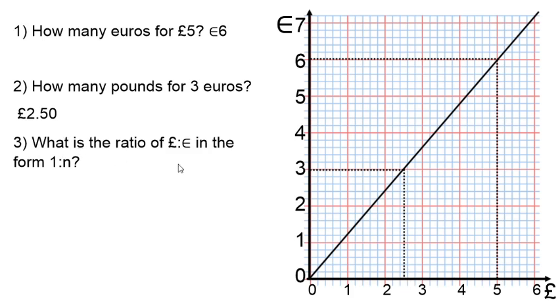Next one, what is the ratio of pounds to euros? So use your biggest conversion. I know it's 5 to 6, so if we divide both sides by 5 there to make that 1 on the left hand side, it's going to be 1 to 1.2.